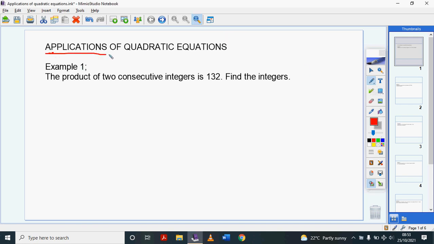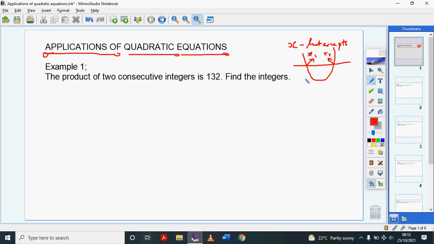So today I want us to look at applications of quadratic equations. Last week we looked at graphs of quadratic equations and at solving quadratic equations by factorizing. I hope you remember that when you're solving a quadratic equation, what you're really looking for is the x-intercepts, right? The x-intercepts are the points where the graph cuts the x-axis. So those 2 points are your x-intercepts, x1 and x2. And a quadratic graph could have either 0, 1, or 2 x-intercepts, depending on the type of equation that you have. This is just a recap of what we did last week.